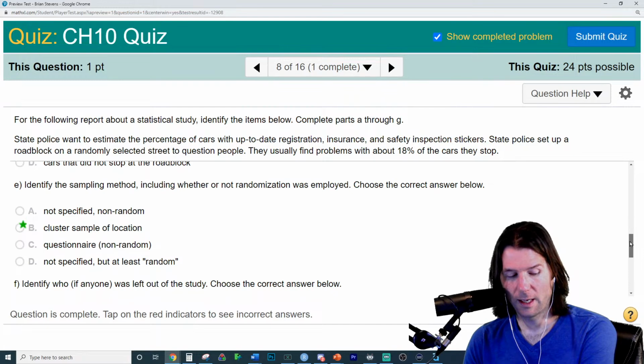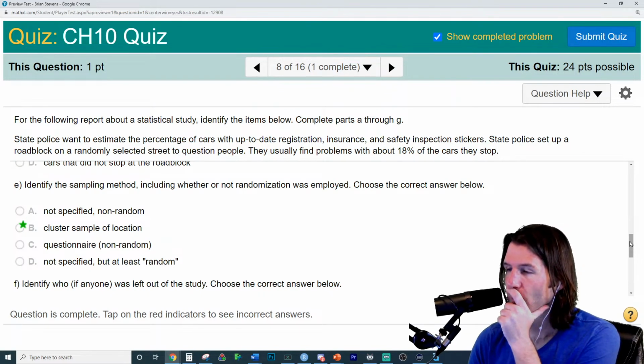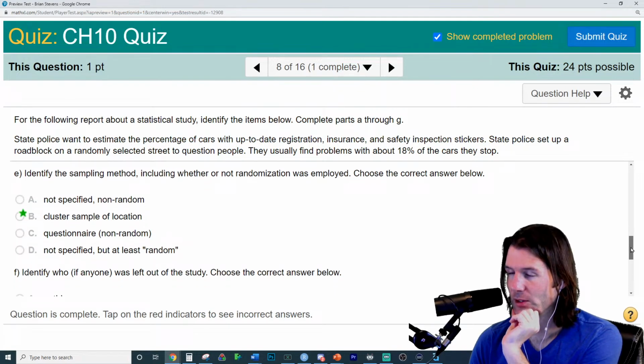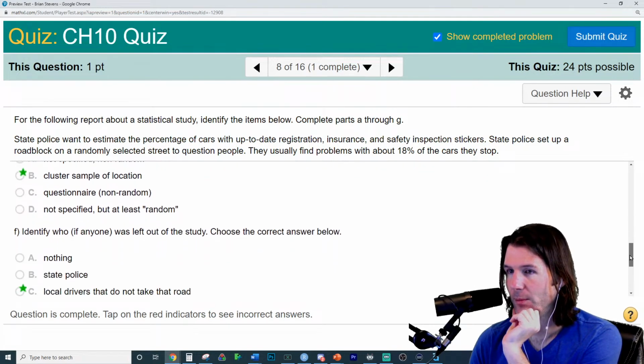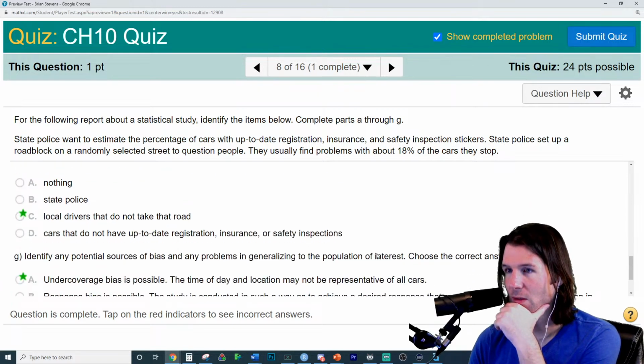Identify anyone who's left out of the study. The people who aren't driving on that road. This one shouldn't have that much bias. I really wish I was not seeing the answers, because it's easier when I see the answer, obviously. Yeah, exactly. Like I said, people who don't take that road. You don't take that road, you'd be left out of the study.